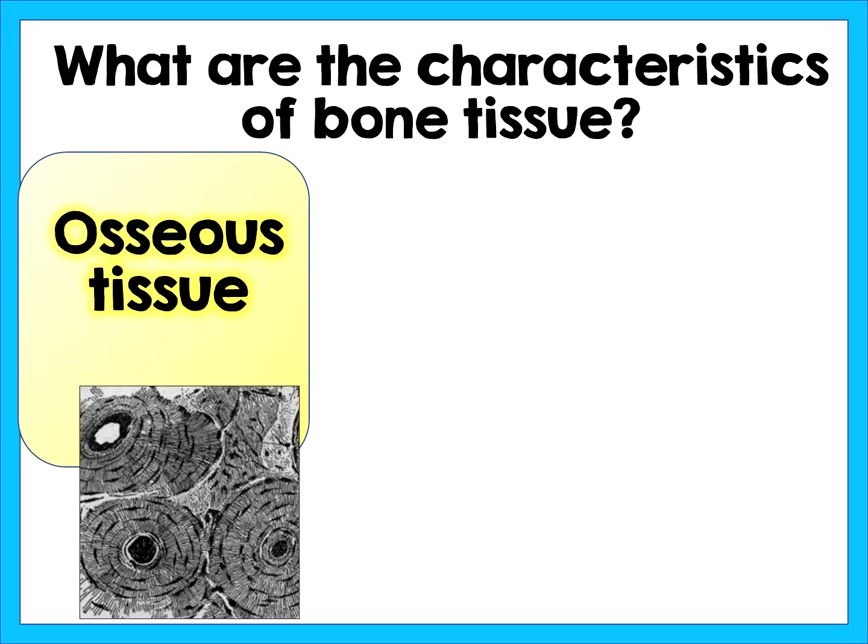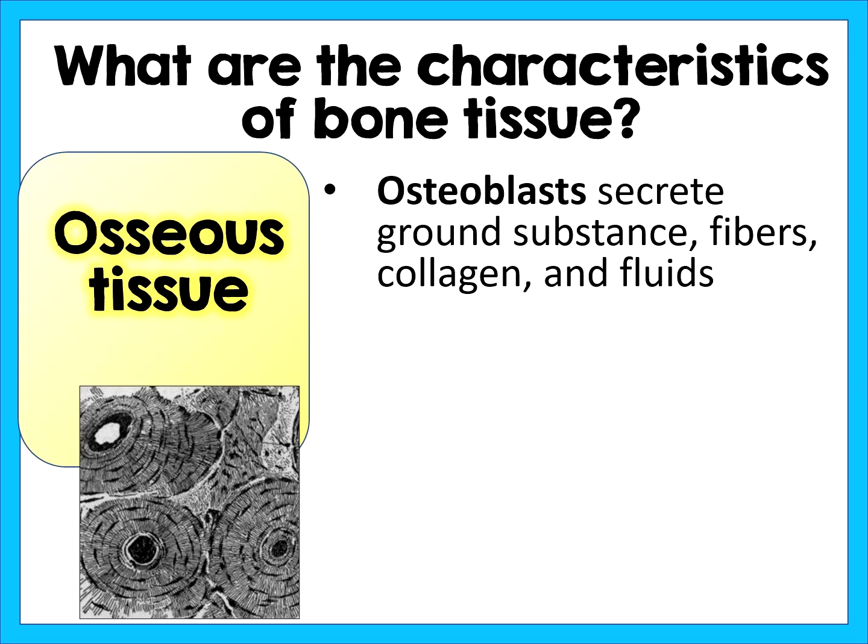If you were to look at the characteristics of bone tissue, this comes from the same mesenchyme stem cell line, but now we have the osteogenic cells that have committed to turning into bone. You're going to have osteoblasts that build the bone. They secrete ground substance, make the fibers, and secrete collagen and other fluids. As they build up that ground substance, they incorporate calcium and minerals into it, which calcifies it and makes it very, very hardened.